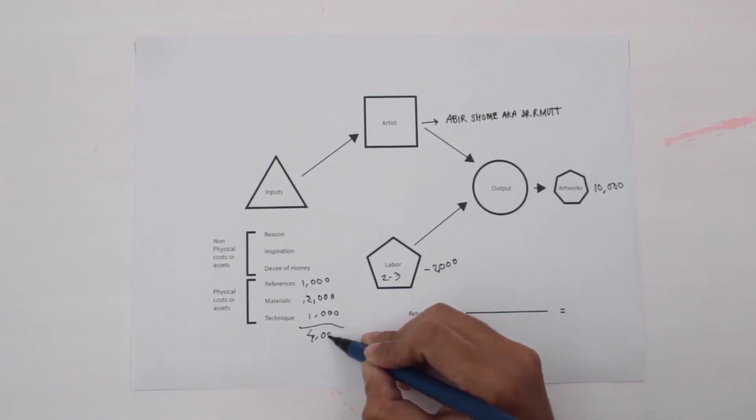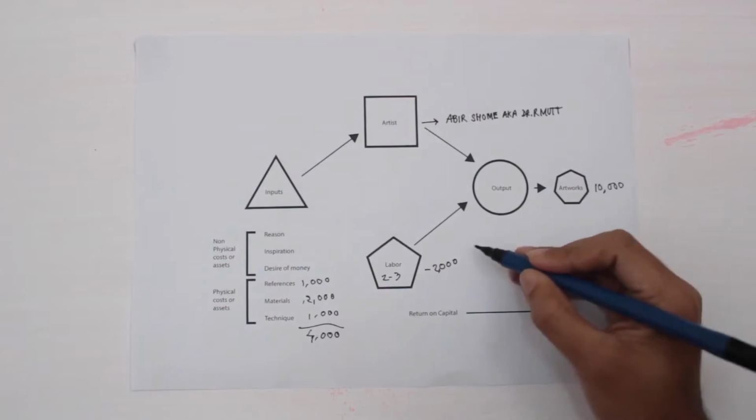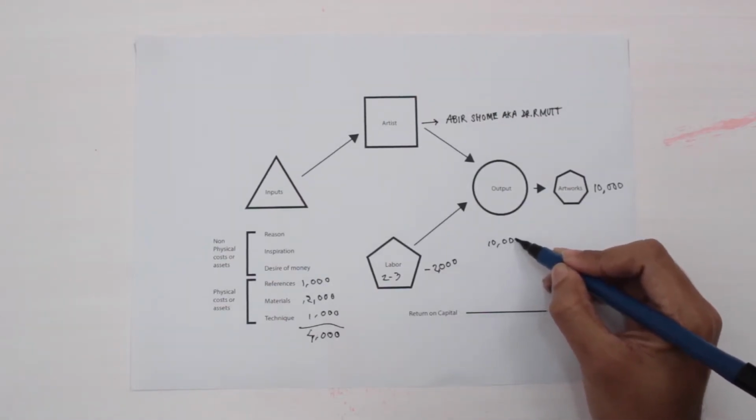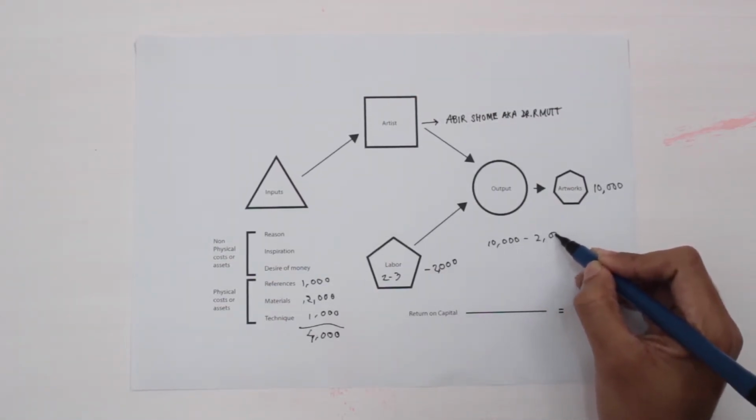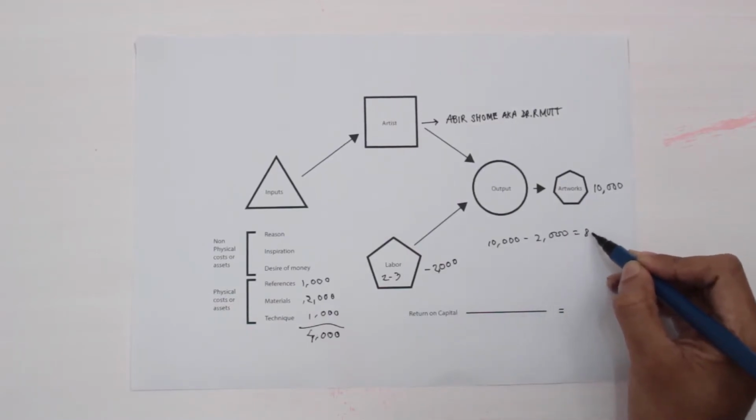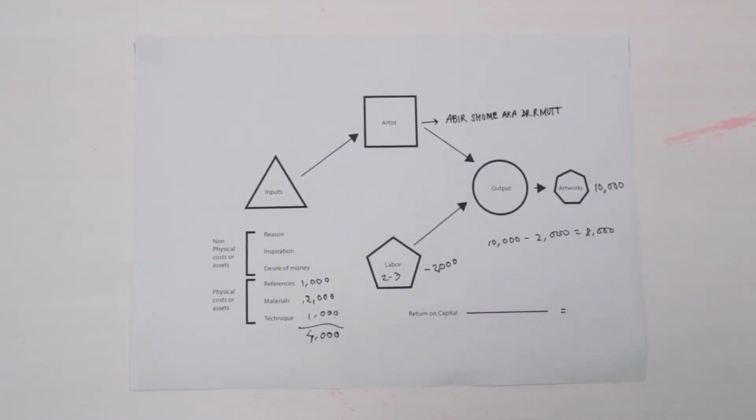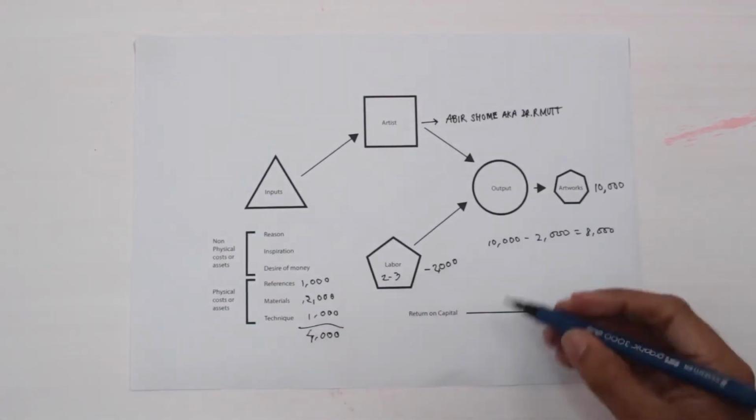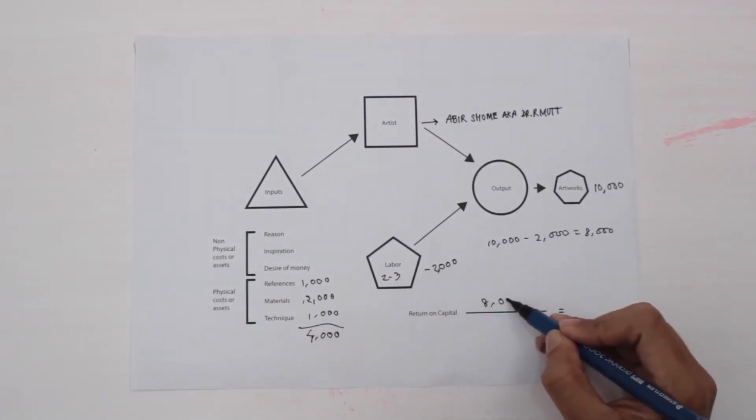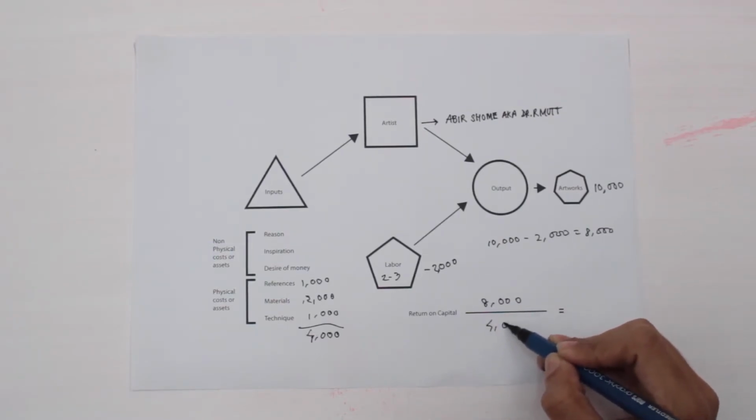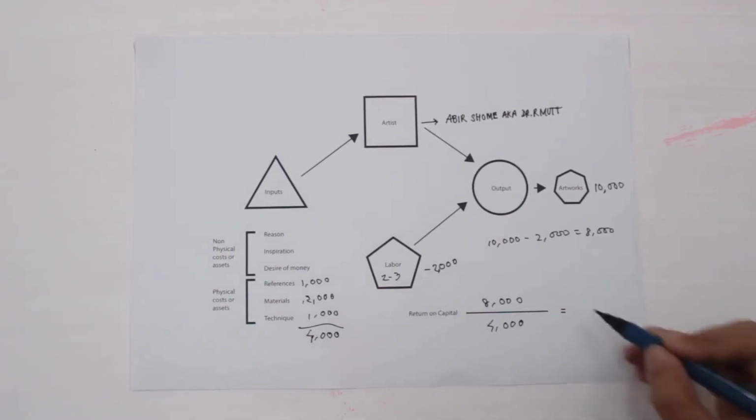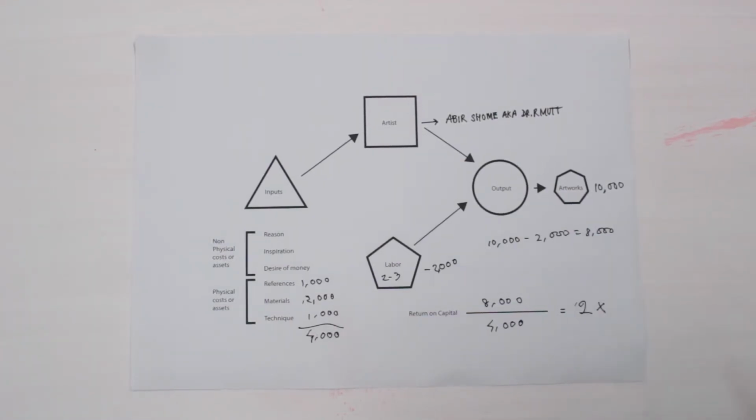Now, to see the profit ratio or return on investment of Abir Shome, first we have to deduct the labor cost from the price of his artwork. 10,000 minus 2,000 equals 8,000 taka. Now, we will divide this amount by the capital we calculated earlier. His physical costs or assets were around 4,000 taka. Now, let's divide. The result is 2, which means you are getting a double return on your investment. It may sound very profitable, but compared to the art market, this is very minimal. Now let's see how we can increase the profit and gain more return on investment.